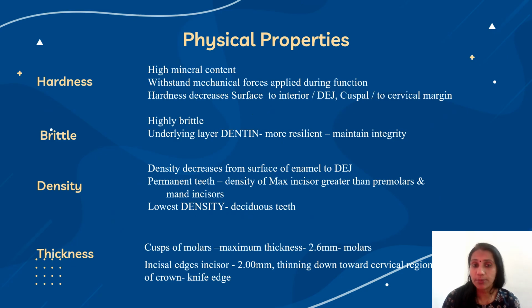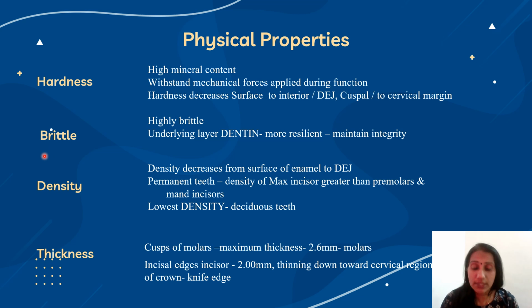When you look at the physical properties of enamel, you have certain properties like hardness, brittleness, the density, the thickness of the enamel. So all these are considered as the physical properties. Hardness: enamel is considered to be very, very hard because of its high mineral content. And this is required so that it can withstand a large number of forces which fall on the enamel. And the hardness decreases from the surface as you go towards the dentino-enamel junction, or from the cuspal tip to the cervical margin. So the hardness will keep decreasing as you go inwards.